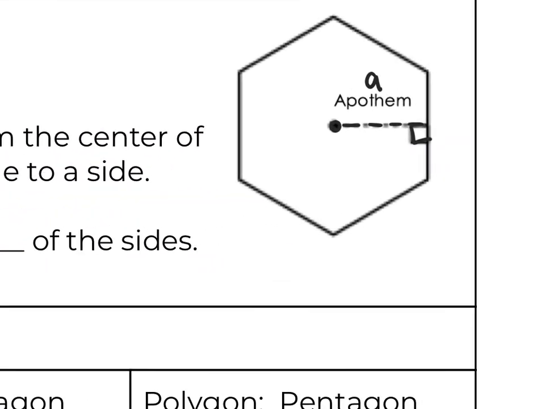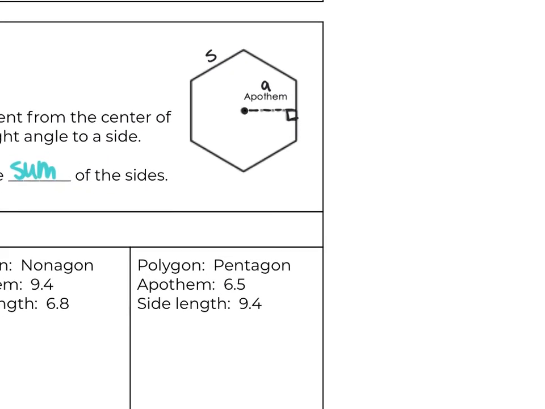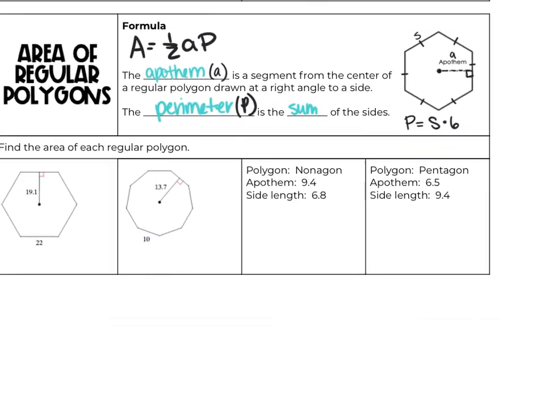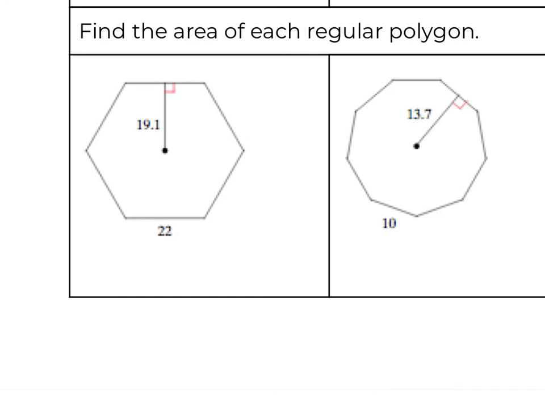So let's say this is a side. Well, if it's regular, I know that all of these are congruent. So that's 1, 2, 3, 4, 5, 6 sides. So for the perimeter, I could do s times 6, s per side, whatever that measurement would be. All right, so I'll try this one here.